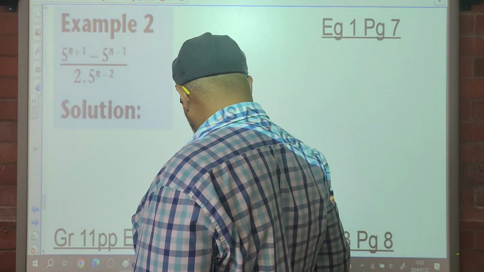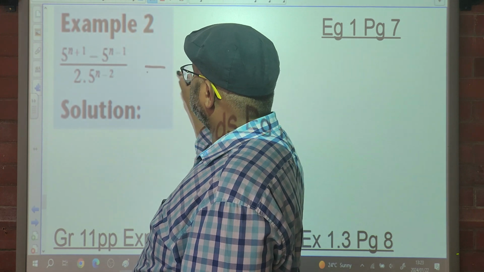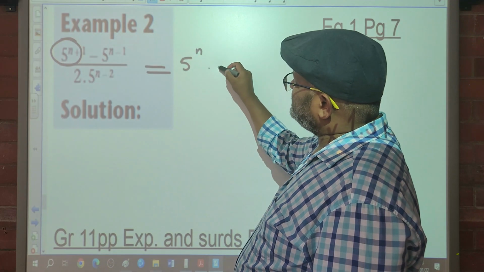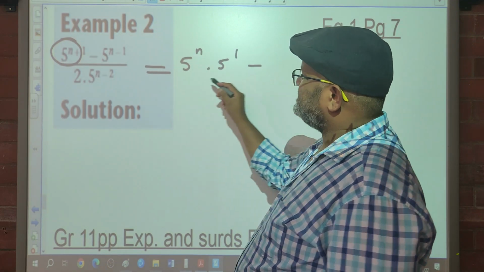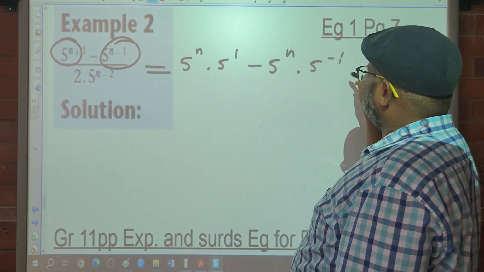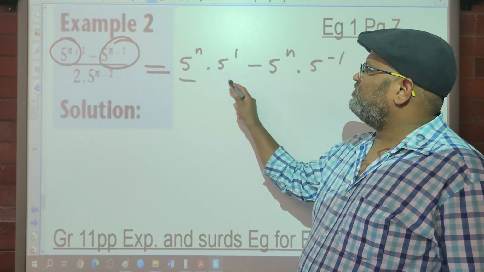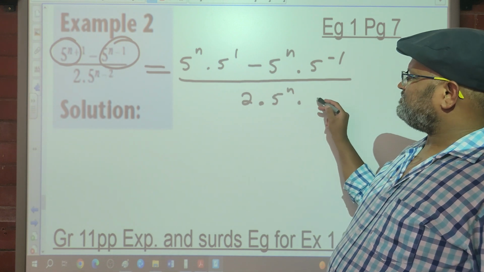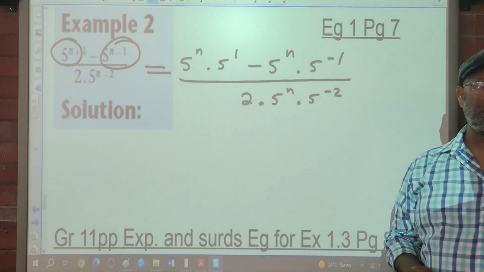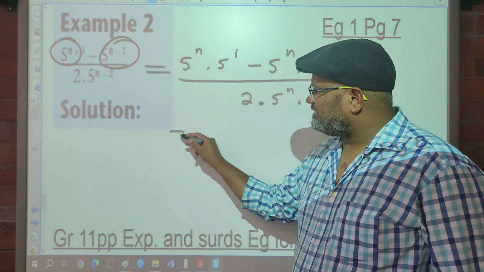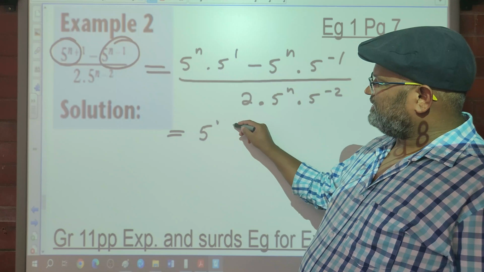So what I'm going to do is break it up and then factorize. So 5 to the n plus 1 can be written as 5 to the n times 5 to the 1, minus 5 to the n times 5 to the negative 1. And this is all over 2 times 5 to the n. Okay. Now what? With a common factor of what? 5 to the n.